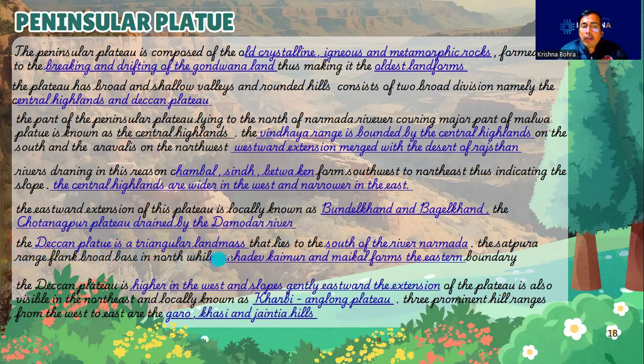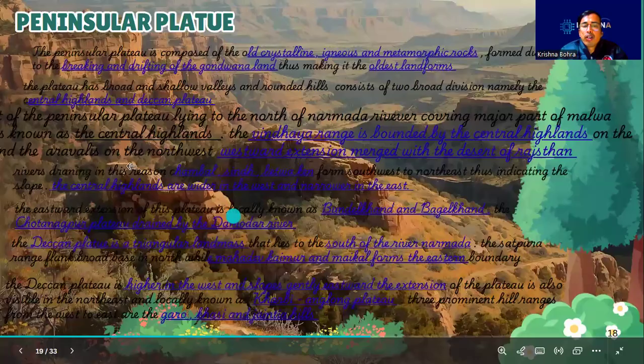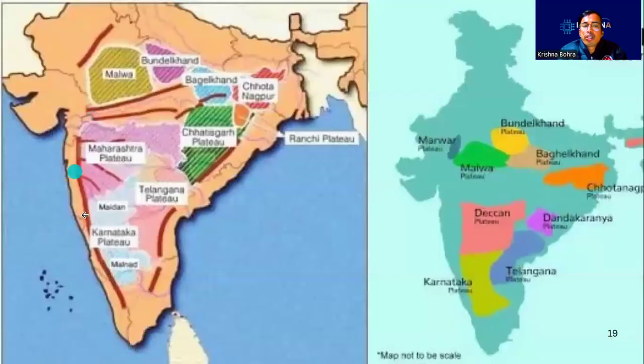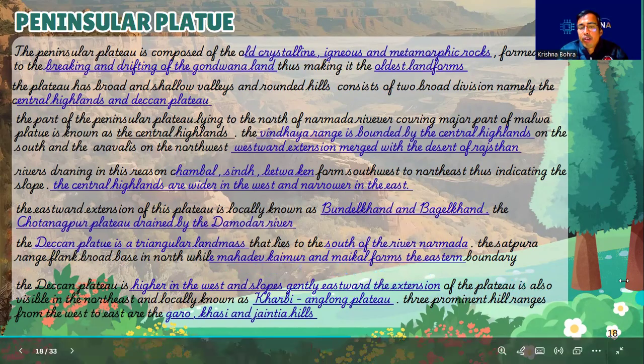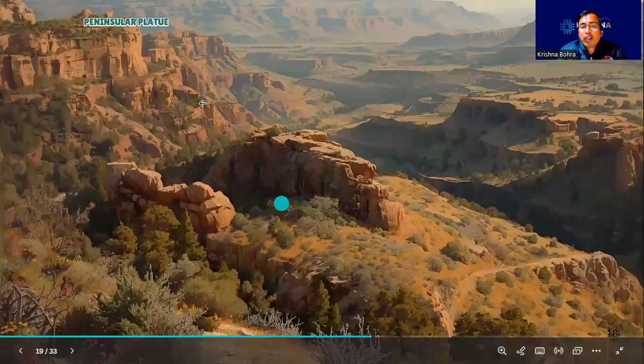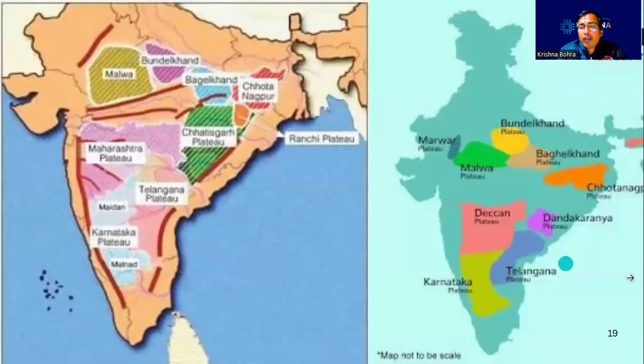Deccan Plateau is a triangular landmass. So let's first locate the Deccan Plateau. This particular region is called the Deccan Plateau. It is approximately triangular. The Satpura Range flanks the base in the north, while the Mahadev, Kaimur, and Maikal ranges form the eastern boundary. So you can find the Satpura Range here, and you can also find some of the Maikal, Kaimur, and Mahadev ranges on the eastern side.